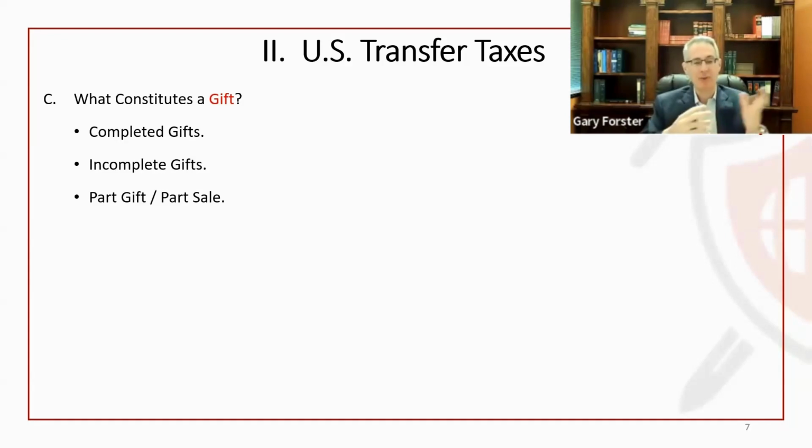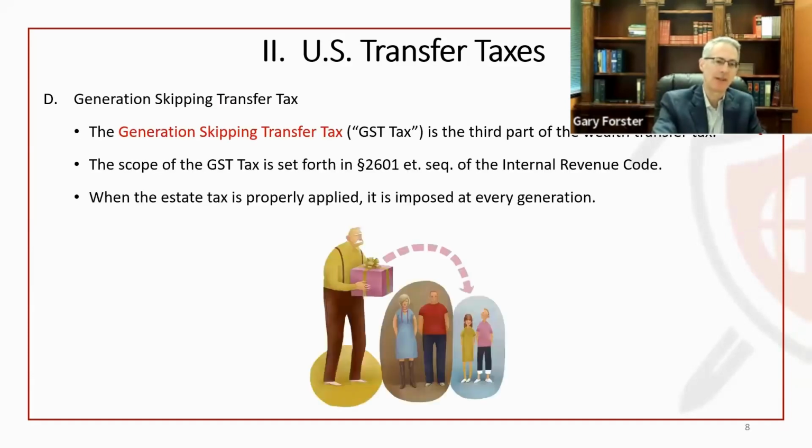And I don't know why this part gift, part sale is there. If you sell your asset to a child and you give them too good a deal, it's part gift, and that'll be applied against your unified credit. And here's the GST I had mentioned. If you skip over to the grandkids, there's an additional tax that applies. It's the same rate and format as the estate and gift tax.